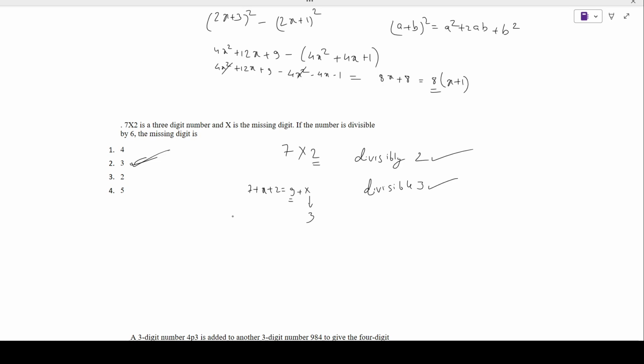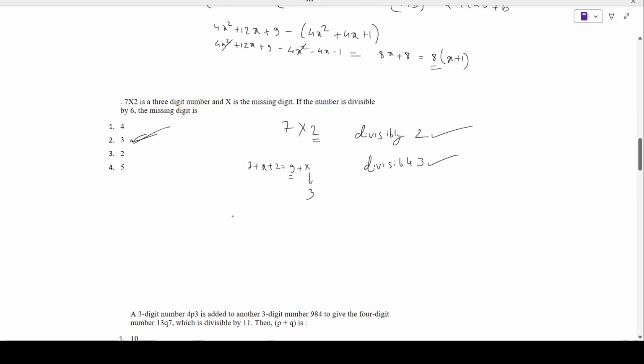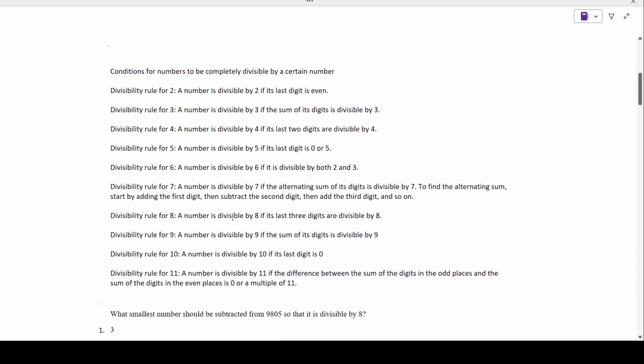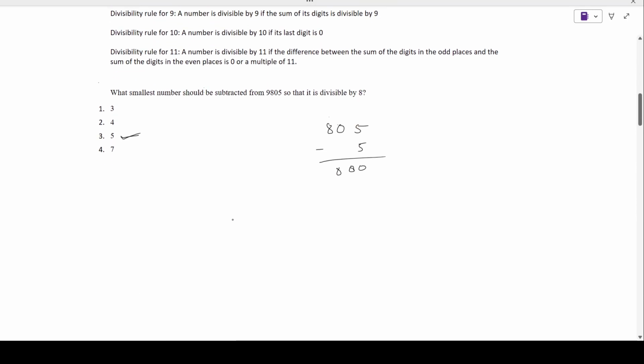Moving on to the next question. Well students, you have to memorize all these divisibility rules. You will not be given these divisibility rules, you have to memorize them.